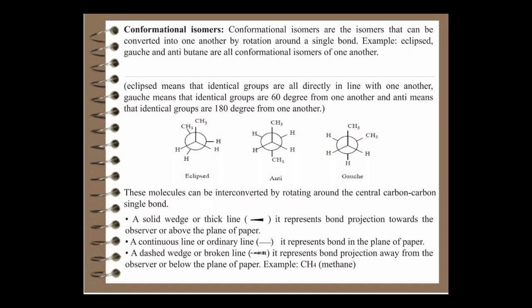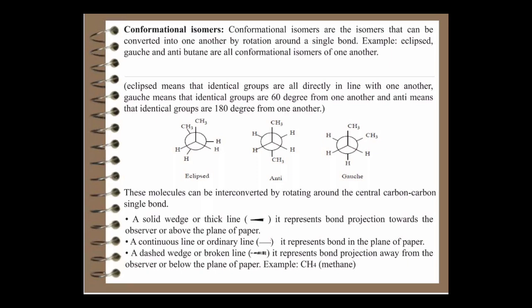Next, conformational isomers. Conformational isomers are the isomers that can be converted into one another by rotation around a single bond. For example, eclipsed, gauche, and anti butane are all conformational isomers of one another. These molecules can be interconverted by rotating around the central carbon-carbon single bond.